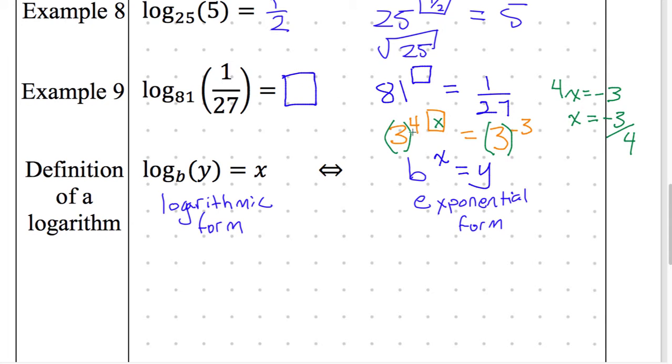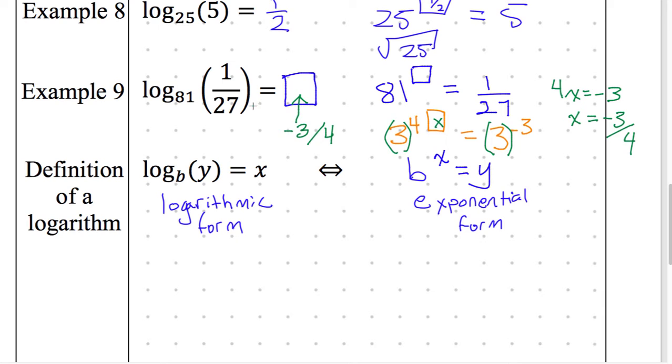Our box, we turn our box into x. So this x right here, this is negative 3/4. So one technique is to rewrite it in exponential form and then solve it like we were doing in our last unit, Unit 7, when we were just doing exponentials. And that's all I have for you guys today.